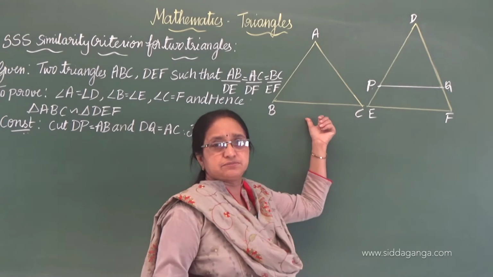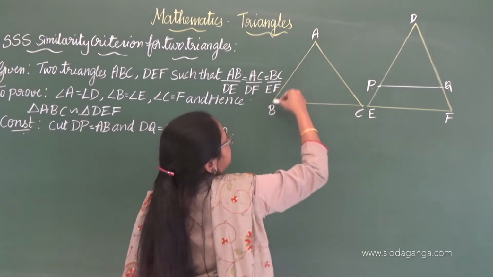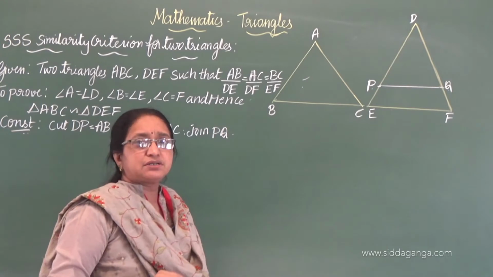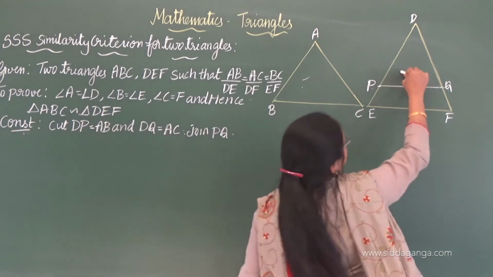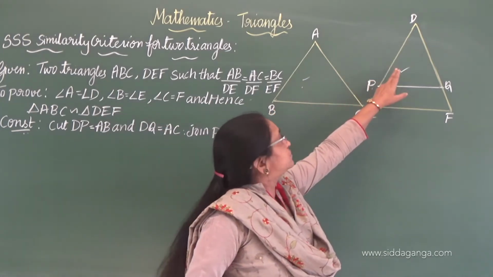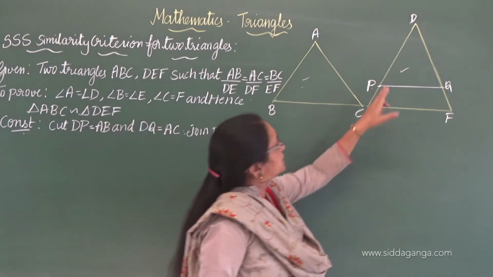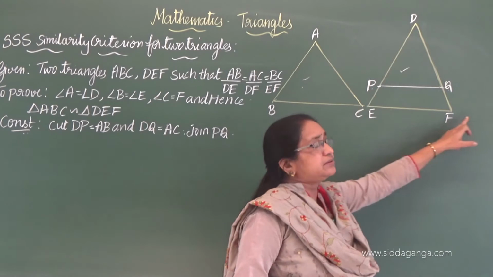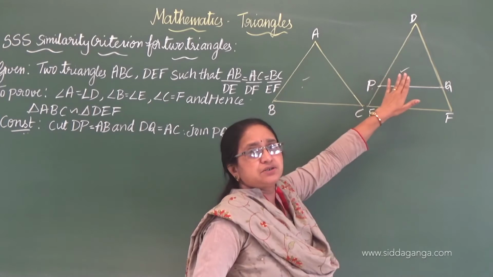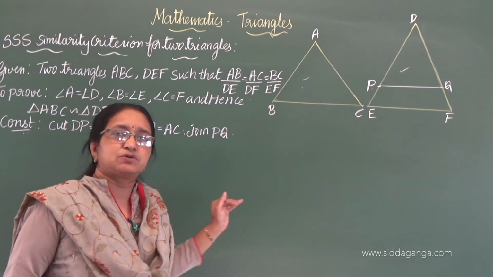PQ is equal to BC. Then by using that we can prove that triangle ABC is congruent to triangle DPQ. First we will prove that ABC is congruent to triangle DPQ. And earlier we have proved that DPQ is similar to DEF. So, definitely ABC will be similar to DEF. I hope you understood. There are 4 steps which I am going to show to you now.